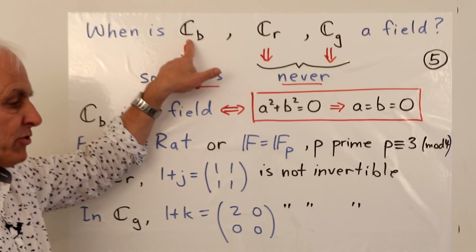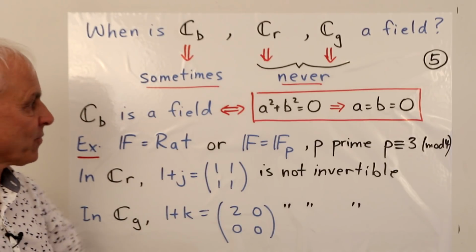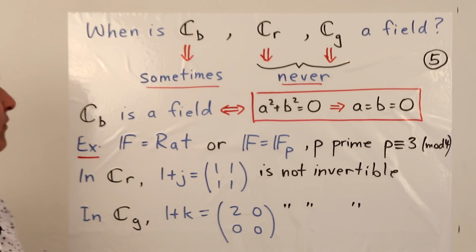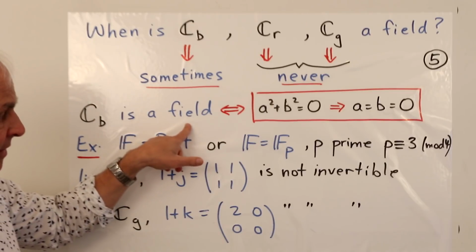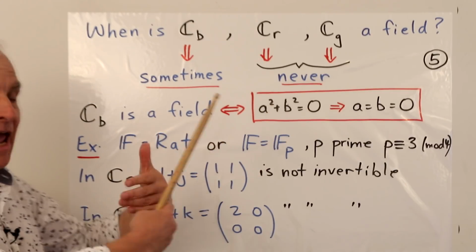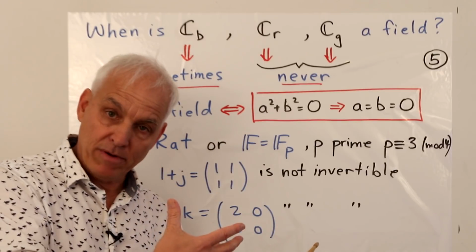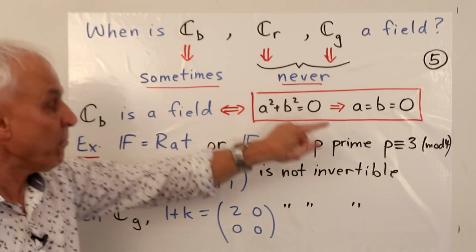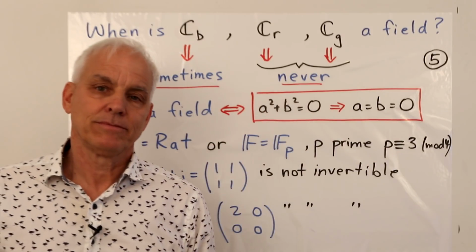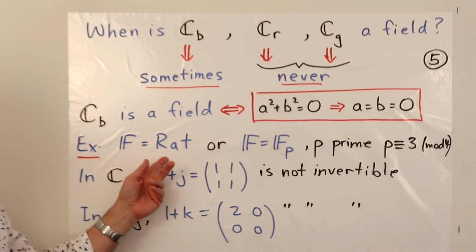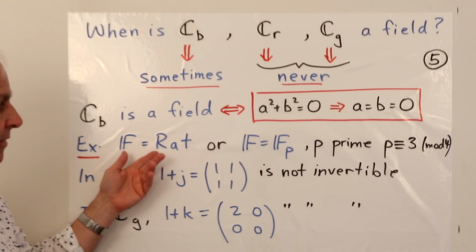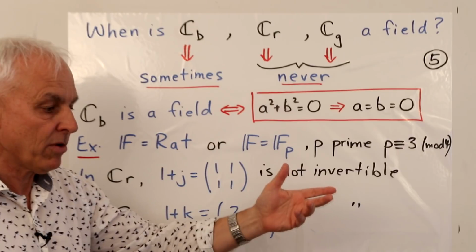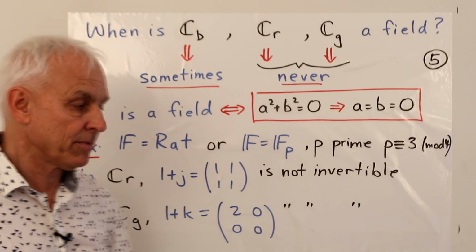However, in the blue geometry, it's more subtle. Okay? The answer is sometimes. Sometimes C sub blue is a field. It's going to be a field when the underlying field F that we're taking our numbers from has the property that a squared plus b squared equals 0 implies a equals b equals 0. Now that's happening in the rational numbers. So for the rational numbers, this property is satisfied. So the quadrance of a dihedron will be 0 precisely when the dihedron is 0.